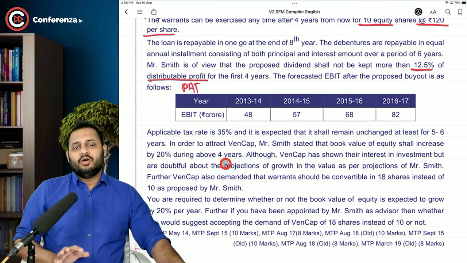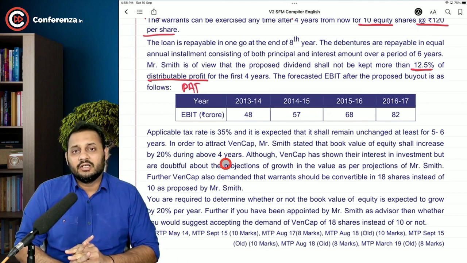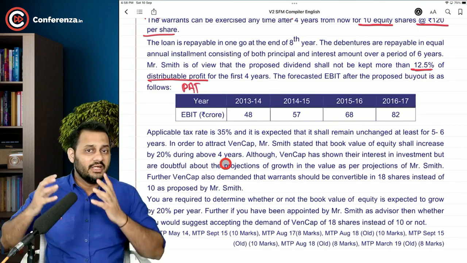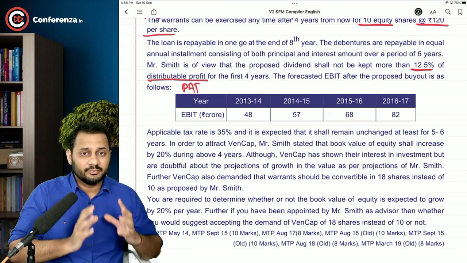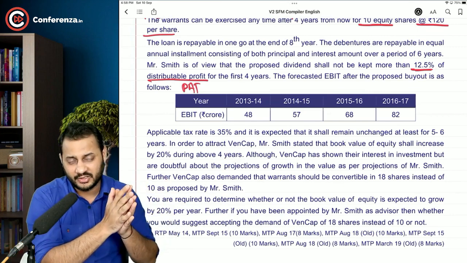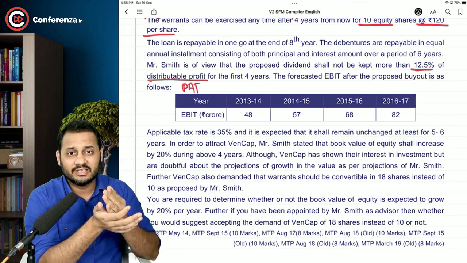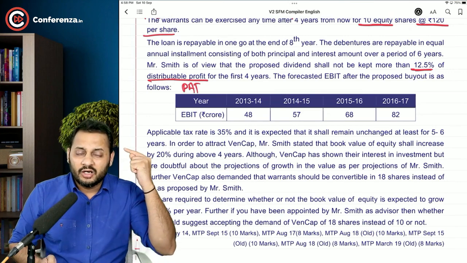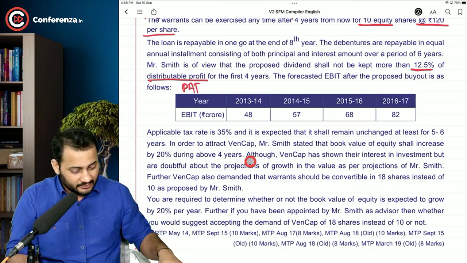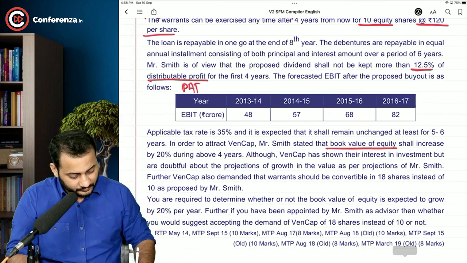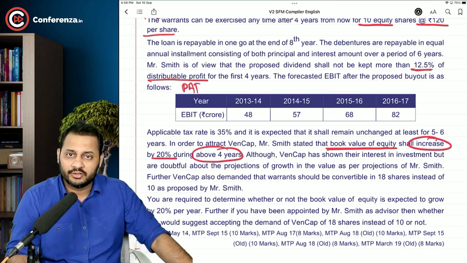See, all in all, this question is very long and we are going to continue with this. What happened? Mr. Smith believed in this company, and in order to finance this company, Mr. Smith went to the venture capitalist and Mr. Smith said that this company is going to grow by 20% each year. So that's what he said, that the book value of equity shall increase by 20% during the first 4 years.